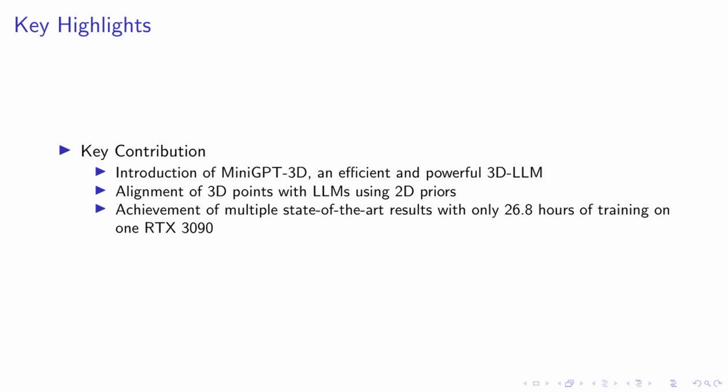First, we introduce MiniGPT-3D, a model that is not only efficient but also powerful in the realm of 3D language models. This model is unique in its approach as it aligns 3D points with large language models using 2D priors. This innovative alignment strategy is a significant step forward in the field. Moreover, our model achieves multiple state-of-the-art results, and it does so with impressive efficiency. It requires only 26.8 hours of training on a single RTX 3090. This is a testament to the model's efficiency and the potential it holds for future research and applications.